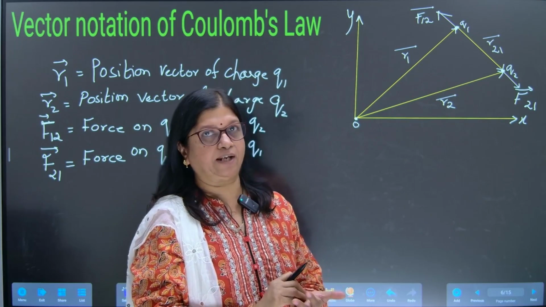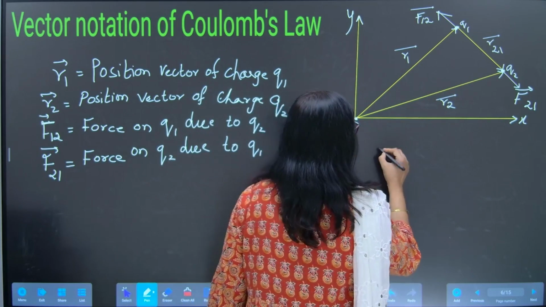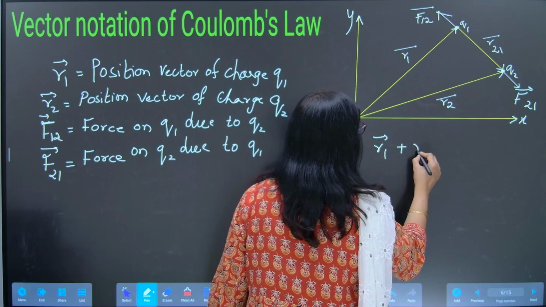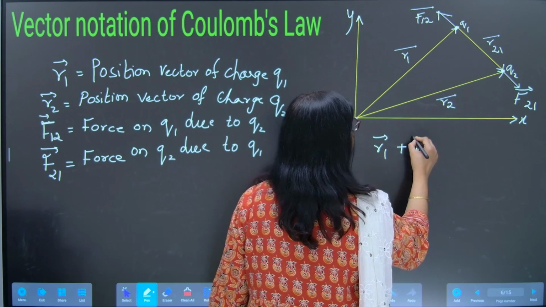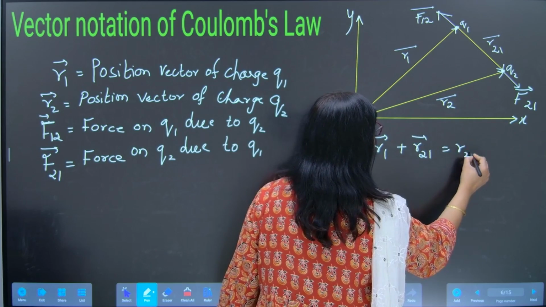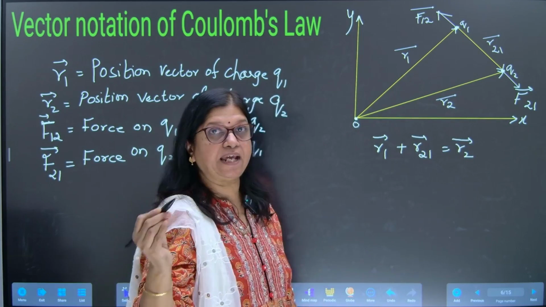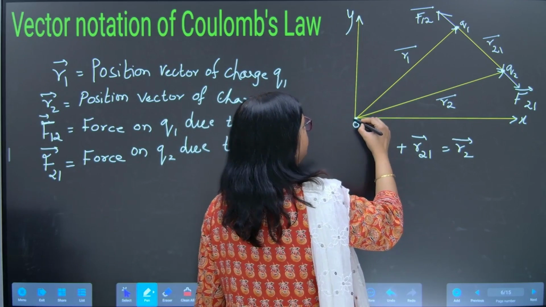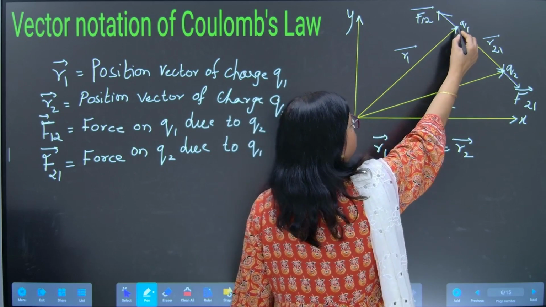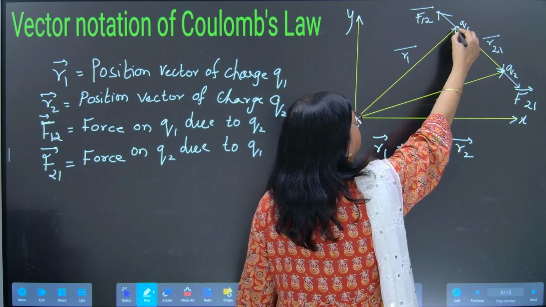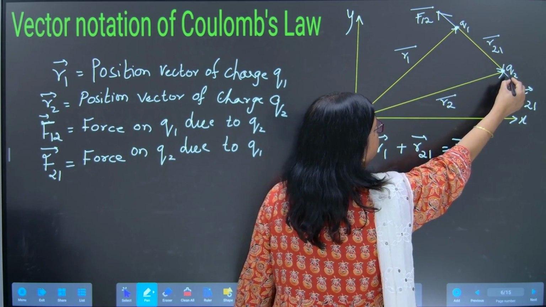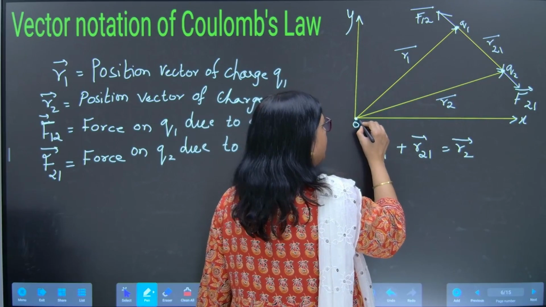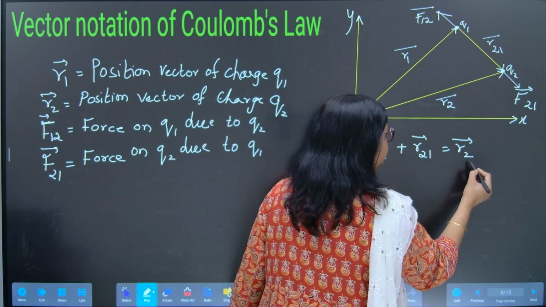So according to the triangular law, to make it simple, let us write R1 arrow plus R21 arrow is equal to R2 arrow, as the triangular law says. The head and tail law also it is called. You can see R1 is starting from the origin going towards Q1, plus R21 starting from Q1 going towards Q2. And according to the triangular law, its resultant is from the origin O to Q2, which is written here.